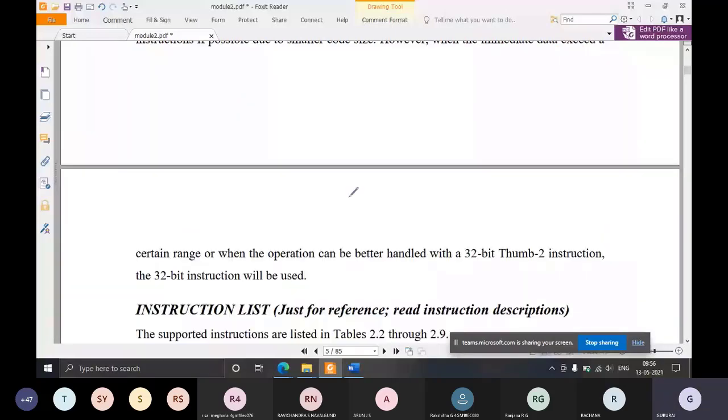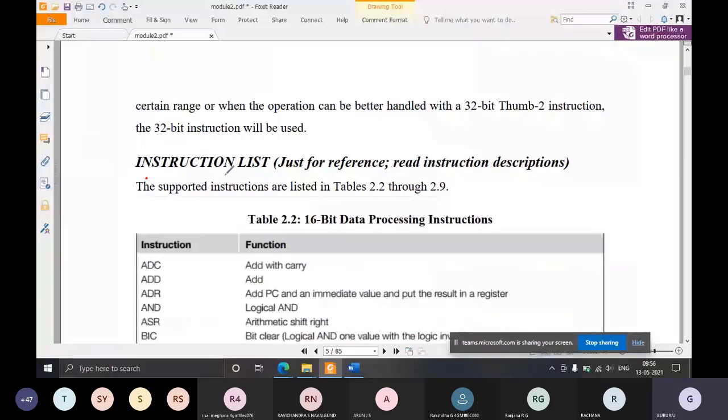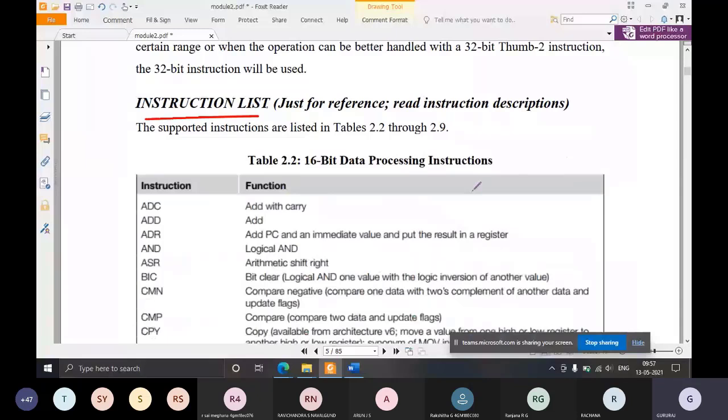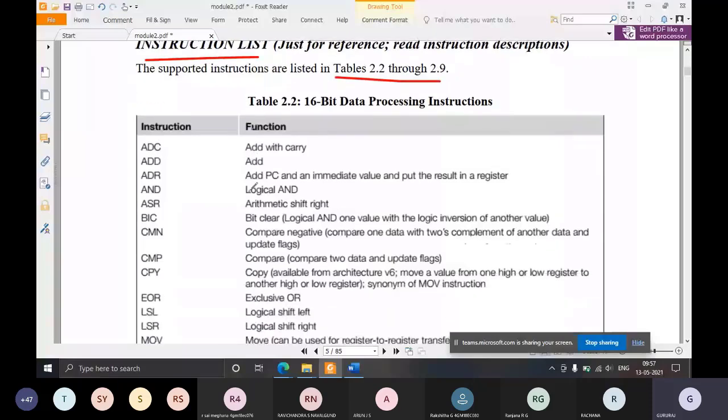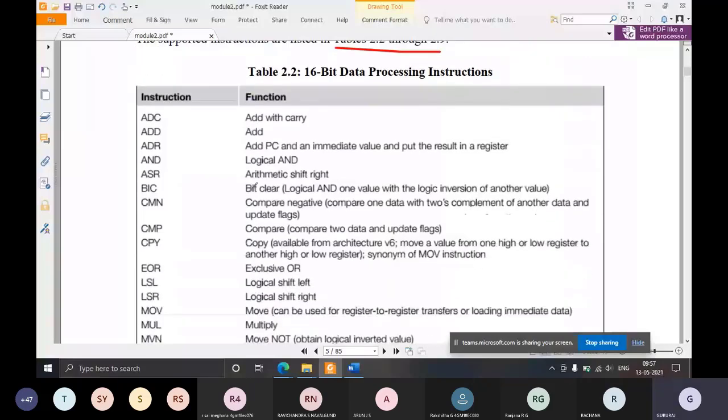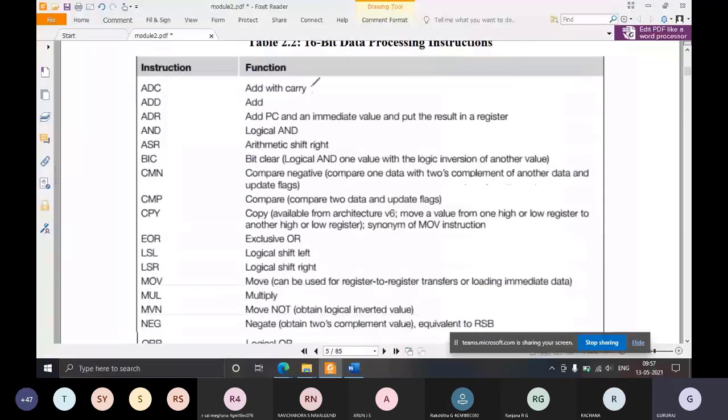So next comes the instruction list, which are the instructions supported by Cortex-M3. From here you can see there are various tables, from Table 2.2 to 2.9. These talk about all the instructions supported by Cortex-M3. First instruction ADC, add with carry. ADD is just add. ADR means add PC, that is the program counter, and an immediate value, and put the result back in some register.